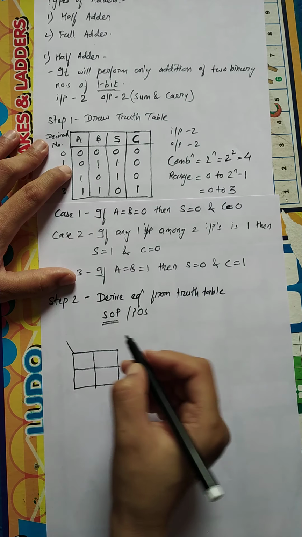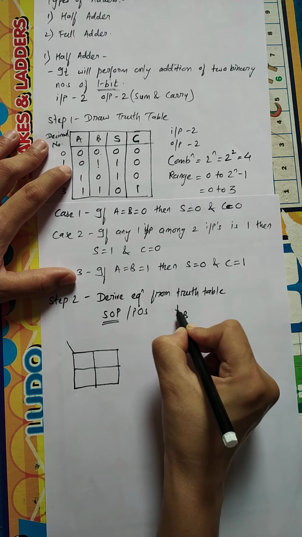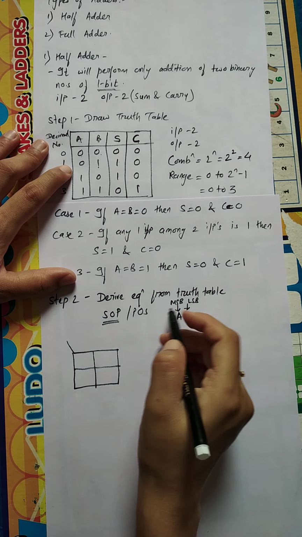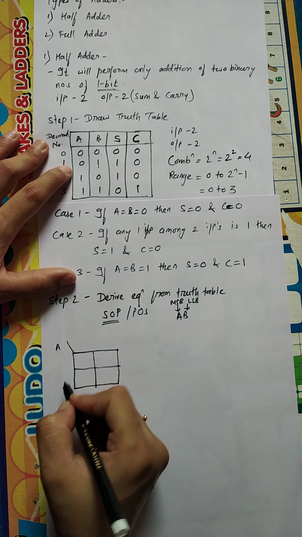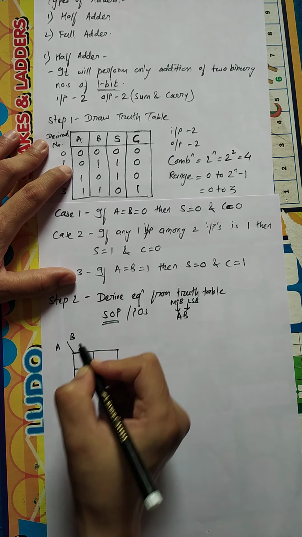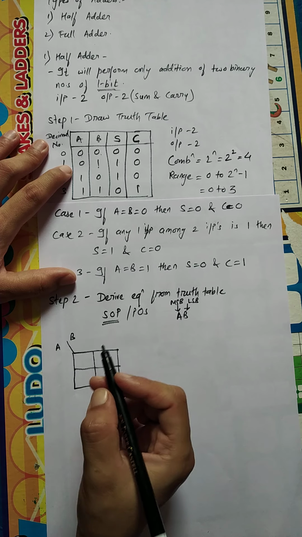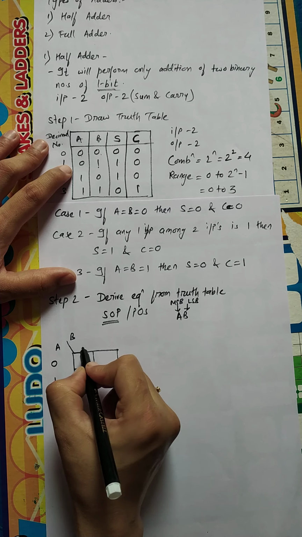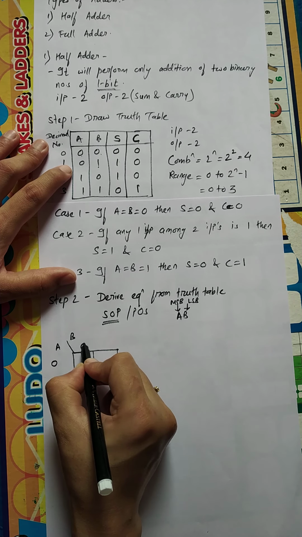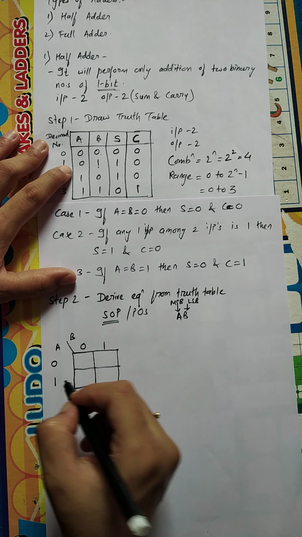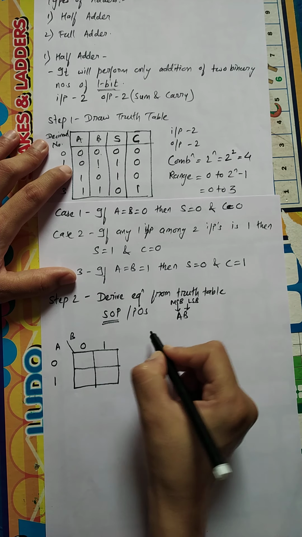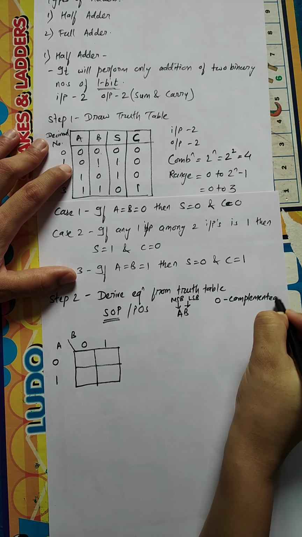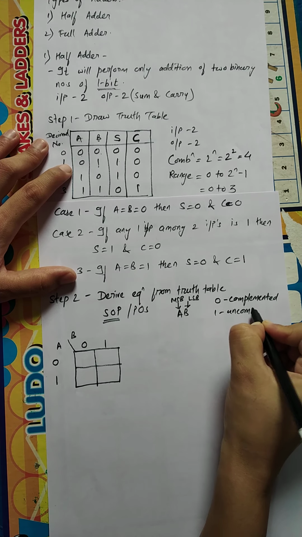The inputs are A and B, so among A and B, A is the MSB bit and B is the LSB bit. So always write the MSB bit on the row side and the LSB bit on the column side. So here there is a single input. How many combinations will be there? 2 combinations, 0 and 1. Here also for B, 2 combinations will be there, 0 and 1, right? So in the SOP equation, 0 means complemented and 1 means uncomplemented.